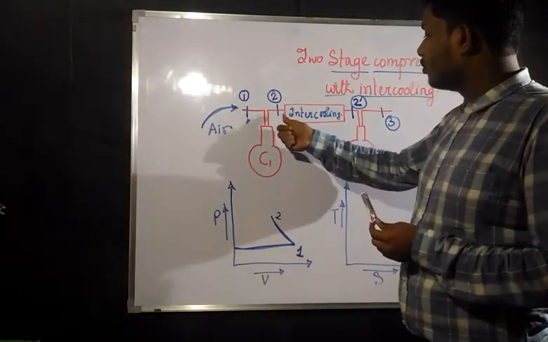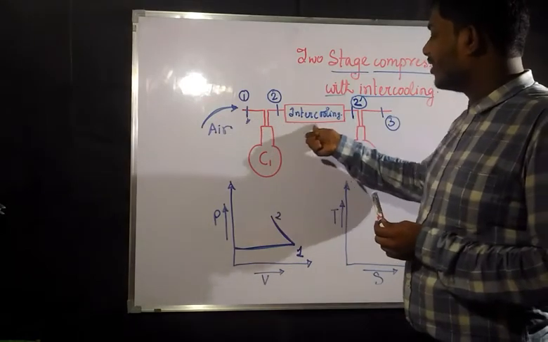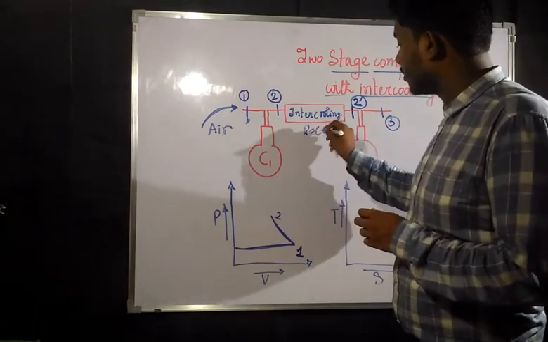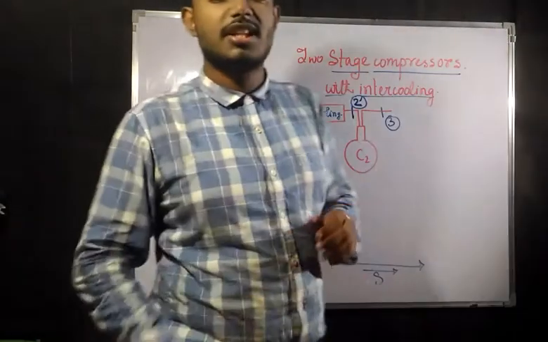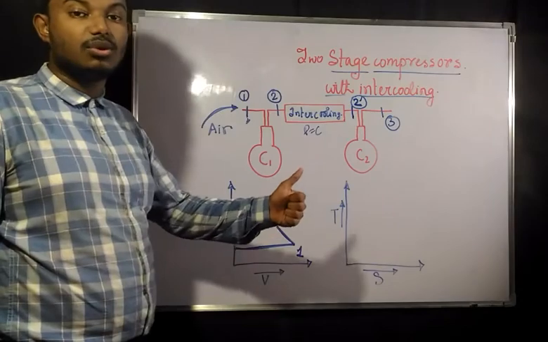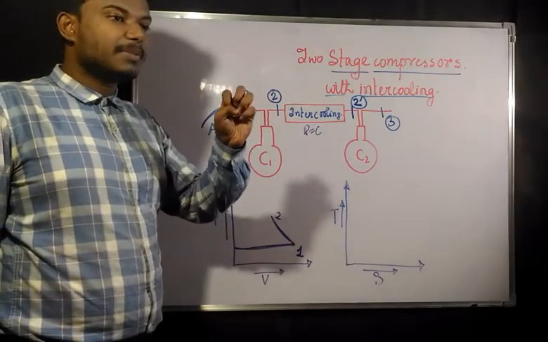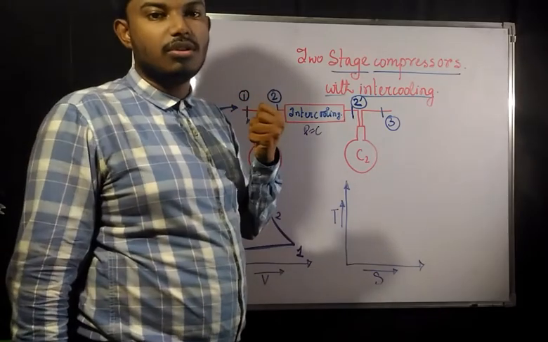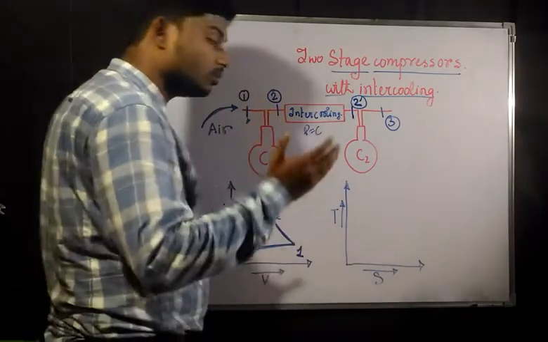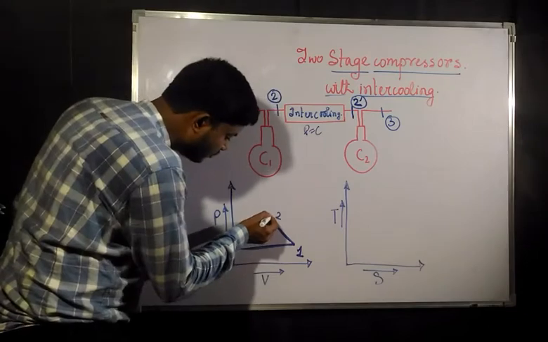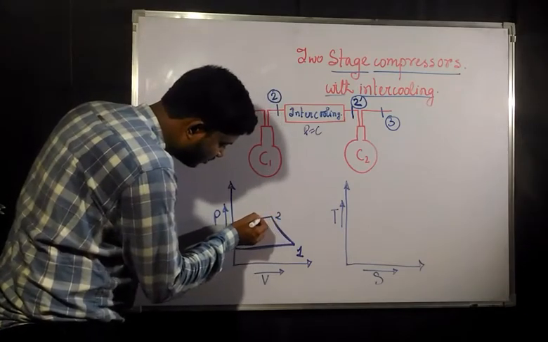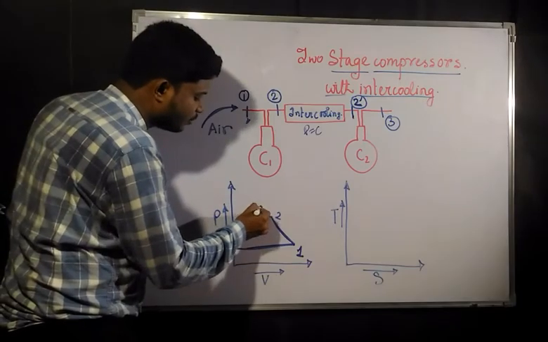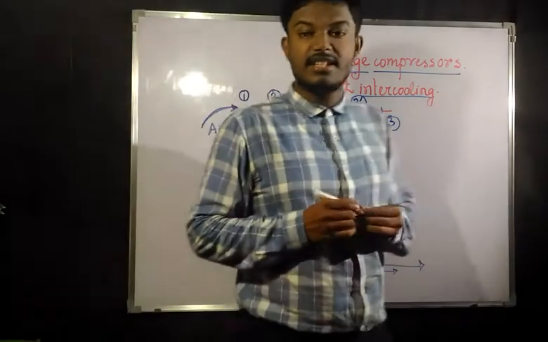Now we are going to intercool this. The intercooling must be at constant pressure. That means keeping the pressure constant, we are going to cool this. If we cool the air keeping the pressure constant, the volume is going to decrease. So at constant pressure it is going to get cooled, and at this point it is reaching a point of 2 dash.